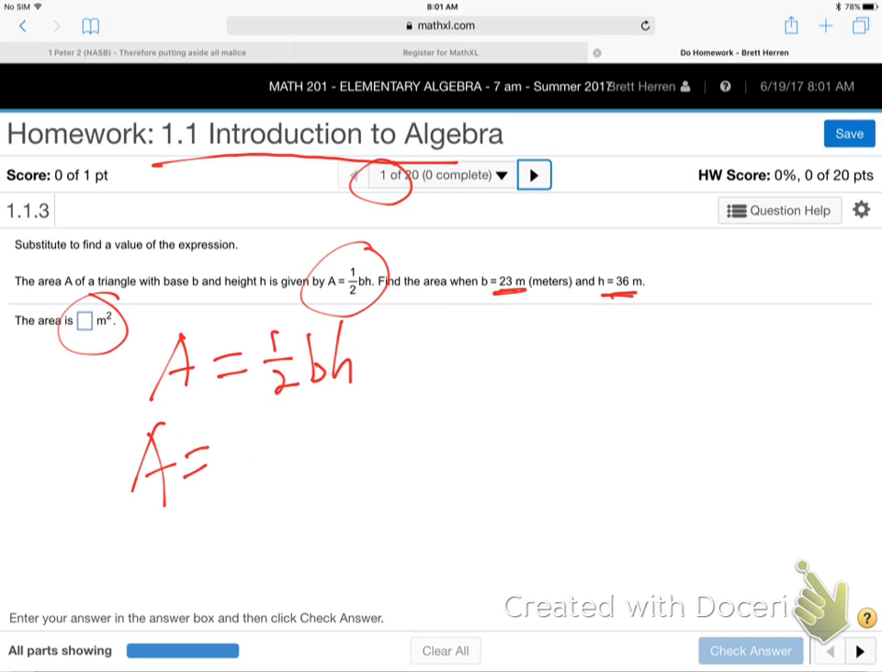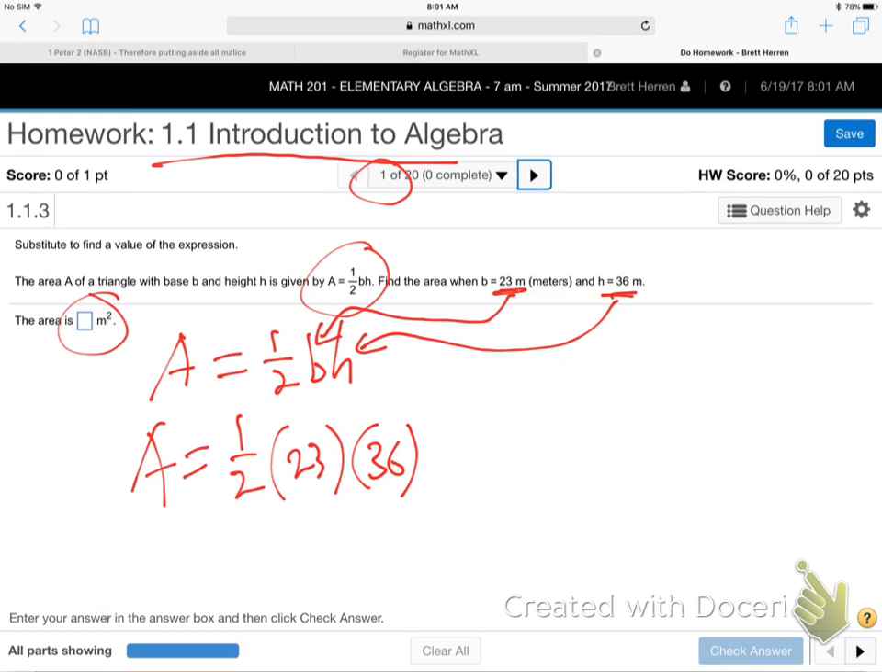It's a plug-in, isn't it? So take that B and plug it in. Take that H and plug it in. You remember when you plug into formulas that you put parentheses around the things you're plugging in? Remember how that works? So plug in the B, 23, plug in the H, 36, like that. I just put parentheses around the B and the H to plug them in.